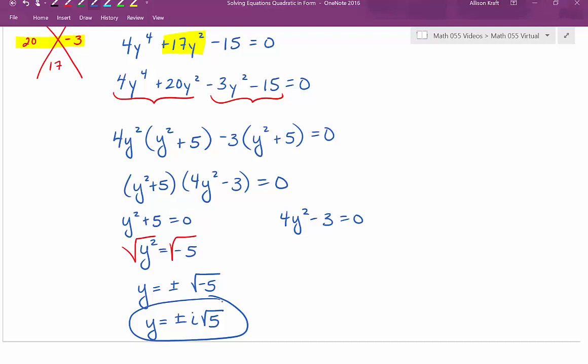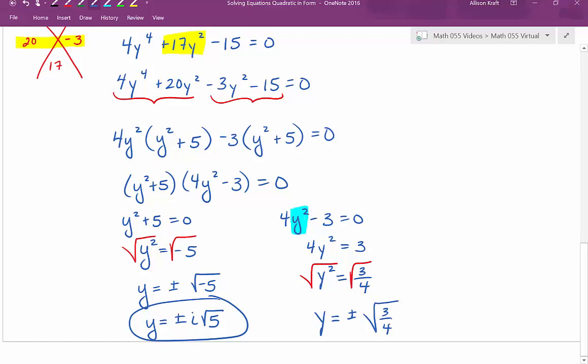We'll use square root property again for our second equation. I need to isolate what's being squared. We'll start by adding 3 to both sides and then dividing by 4. Now we're ready for square root property. Taking the square root of both sides, on the left, the square and square root cancel out, leaving us with just y. And on the right, we'll have plus or minus the square root of 3/4.